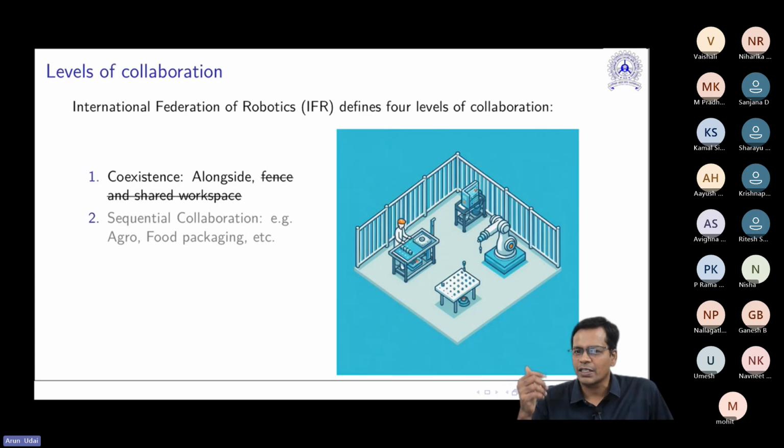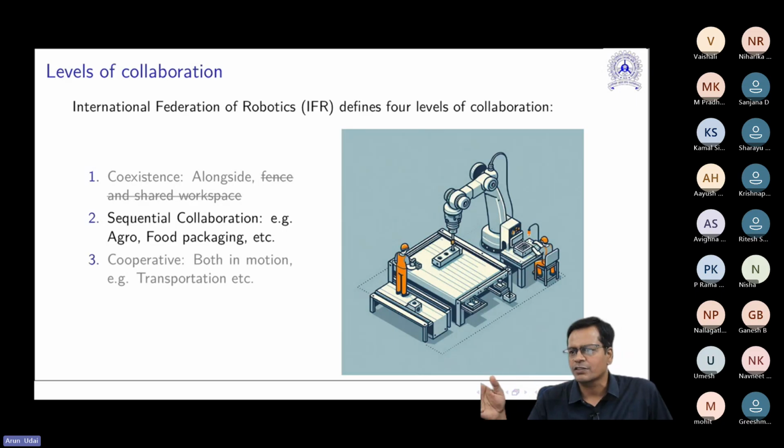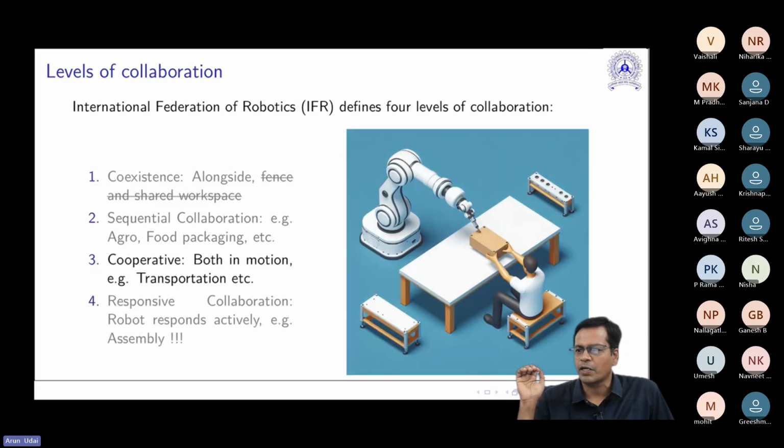Next one is sequential collaboration, where a human hands over something to the robot, the robot does something, and in turn finally transfers it to another human in the workspace. So all of them are in the same workspace, and the task is being done sequentially. So this is another level. The third level is cooperative manipulation, when both are in motion, transportation is happening and the robot does something on the objects. Both of you are working on the same object simultaneously. You are moving, the robot is doing something, and maybe you are also doing something. So this is cooperative manipulation.